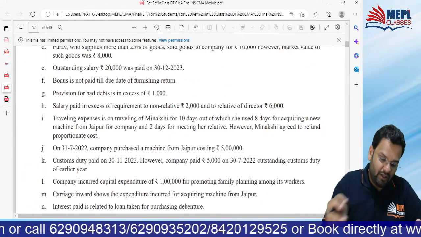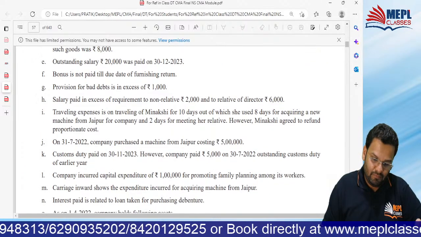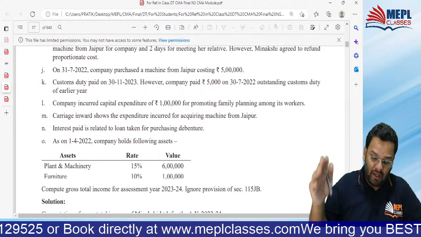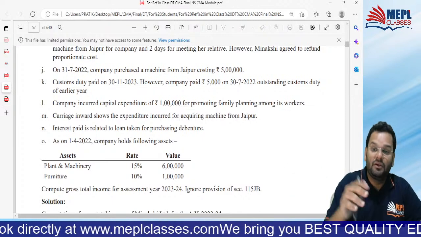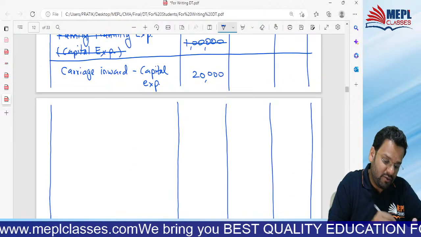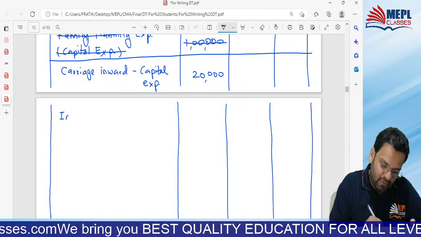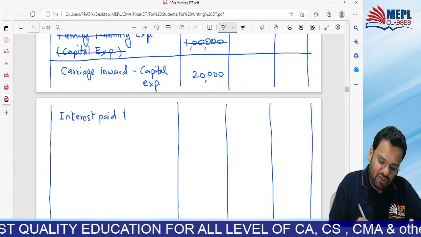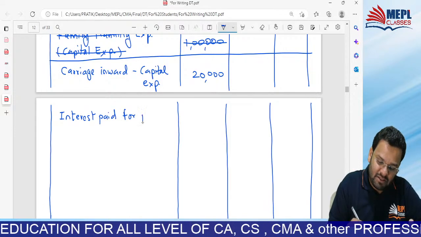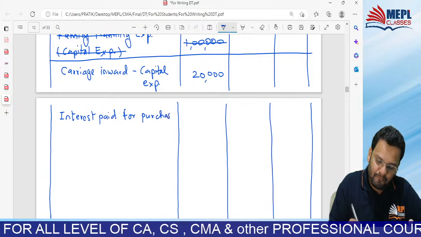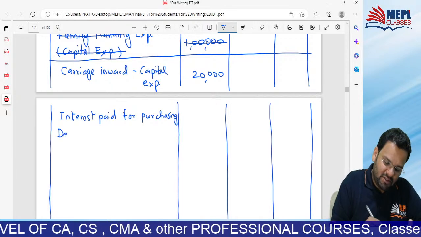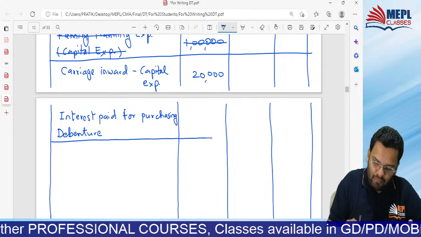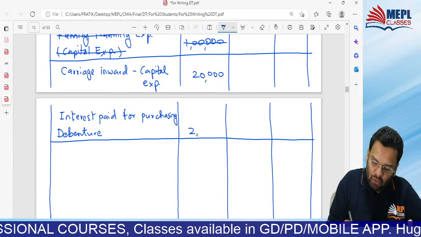Then going ahead, interest paid is related to loan taken for purchasing debenture. So that interest is paid for investment that you're making. So interest paid for purchasing debenture is not related to business. So please add it. Amount is 2,000.